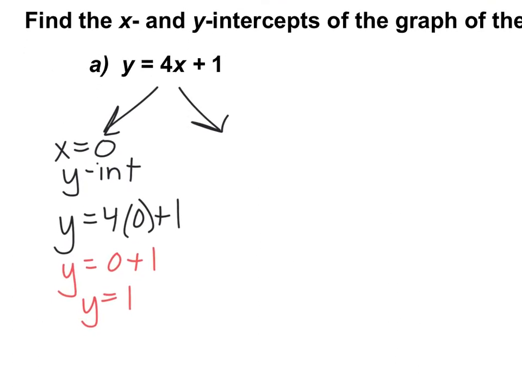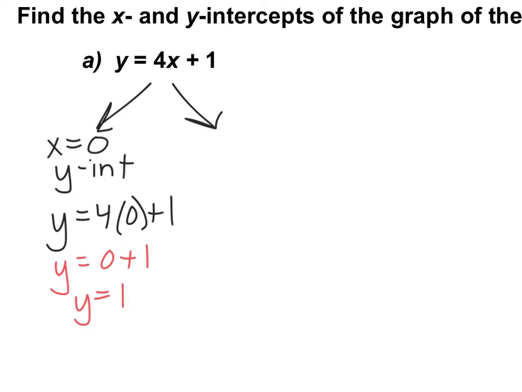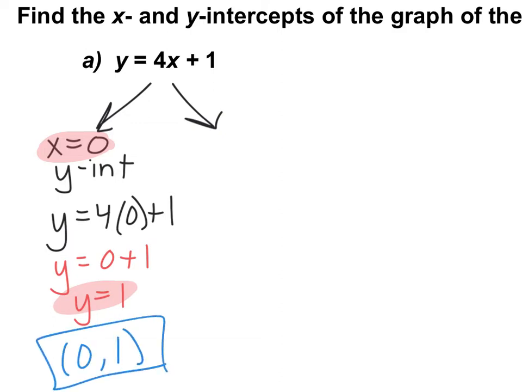And then I want you to write your x and y intercepts as ordered pairs because we're given two values. We have to know we substituted 0 in for x, and then our answer was 1 for y. So our final answer as an ordered pair here would be 0 for x, 1 for y. So there's my y-intercept. And then if I do y equals 0, I can find my x-intercept.